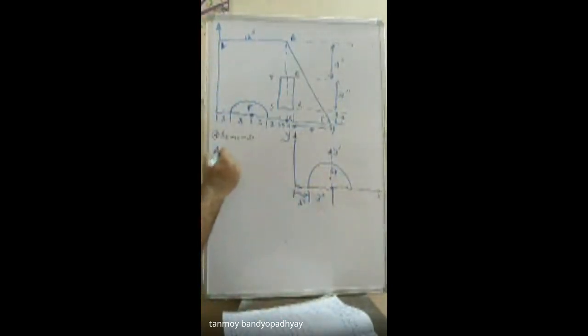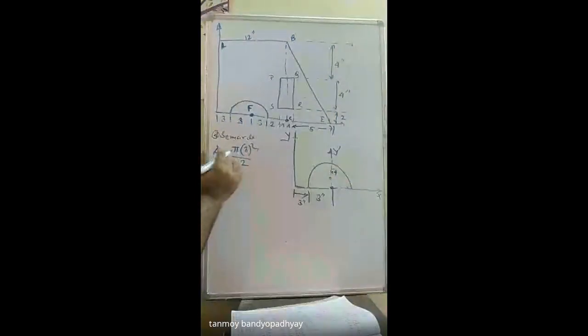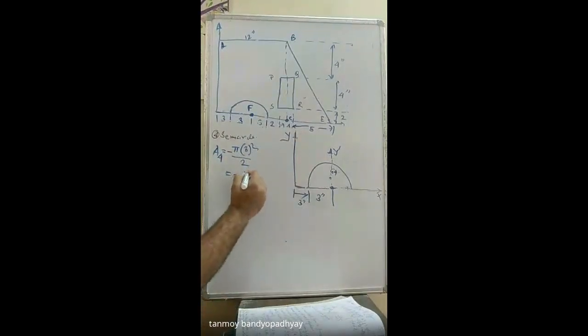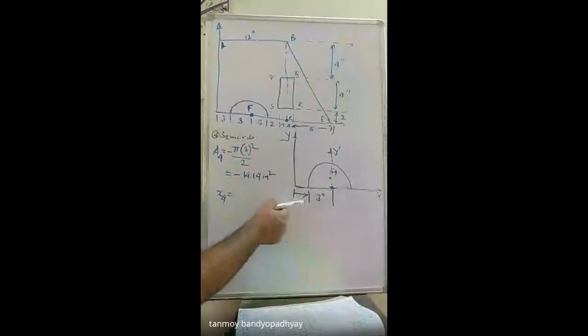For the semicircle, A4 will be pi r square by 2, so pi into r square divided by 2. Just calculate this one. As I discussed, these should be negative areas, so this is minus. It should come out to be 14.14 inch square. What is x4? x4 will be equal to 6 inches.